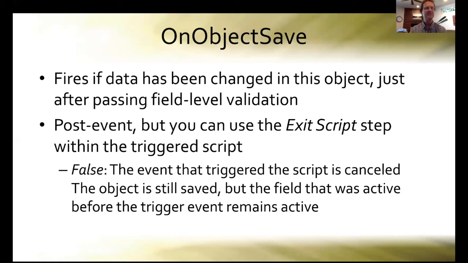onObject save is kind of a quirky one, because while technically it's a post-event script trigger, you can still use the exit script step within the triggered script. And if you pass back a false, the event that triggered the script will be canceled, though the object is still saved. So it saves, but it's as though you didn't do the thing that triggered the onObject save.